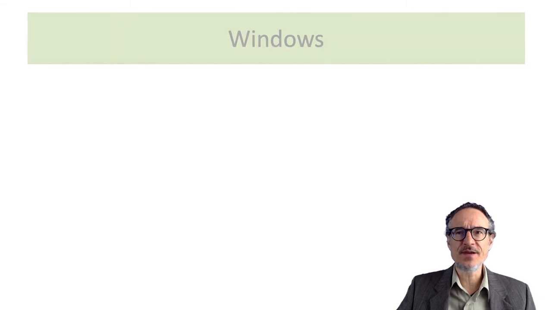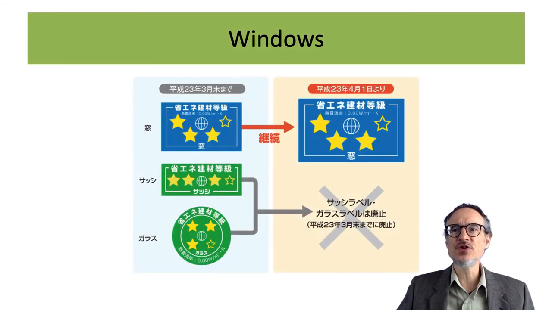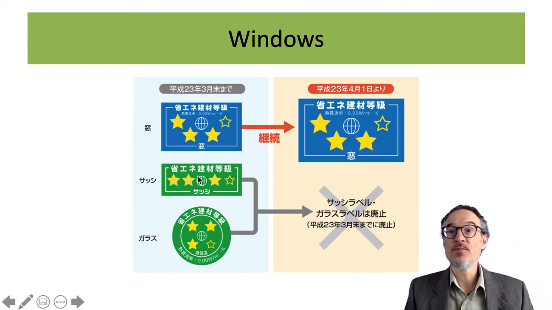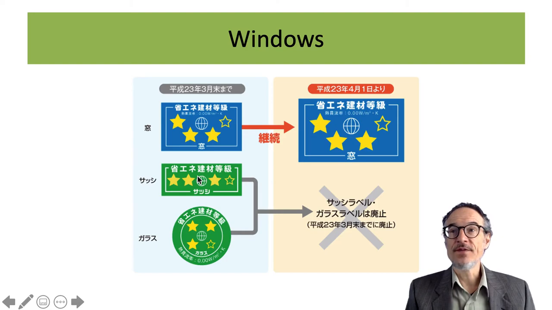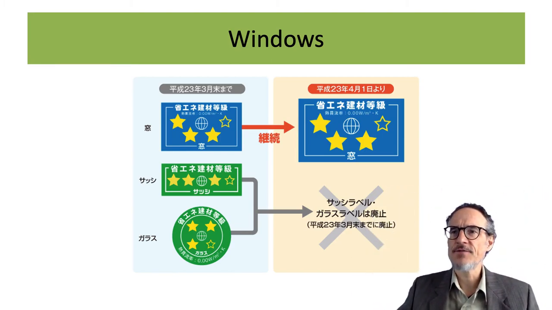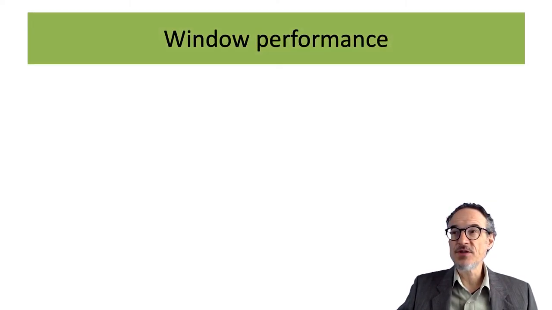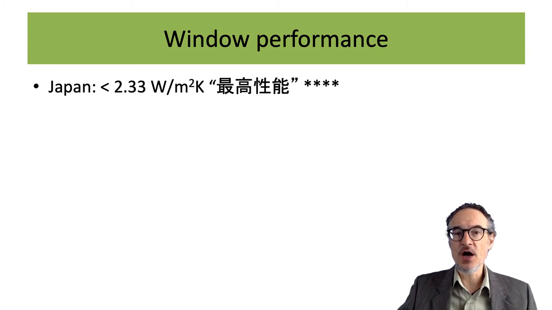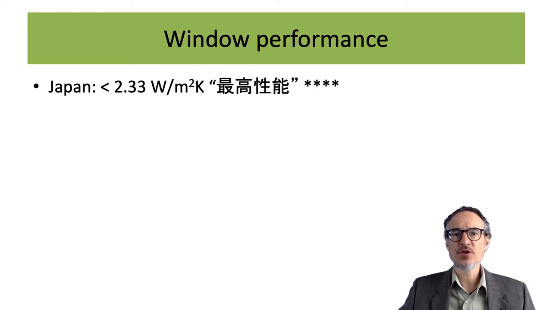Some things also seem to be going in the wrong direction. For example, windows used to have a value for the glass as well as the frame. The frame would have a value and the glass would have a value, and then the window would have a value, because of course, as we've seen, the window is made up of glass and frame. These frame and glass standards have gone, and there is now just a standard for the window. The window performance in Japan, the four-star, the highest rating on the windows, is 2.33 watts per square meter Kelvin.